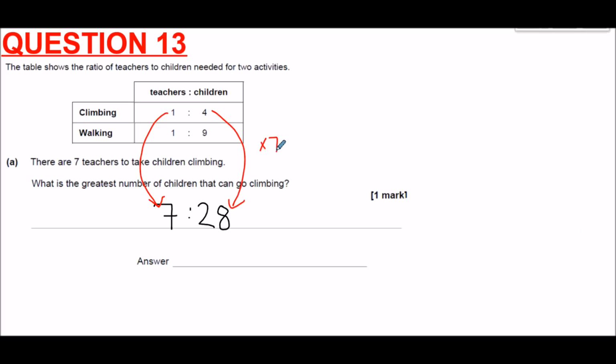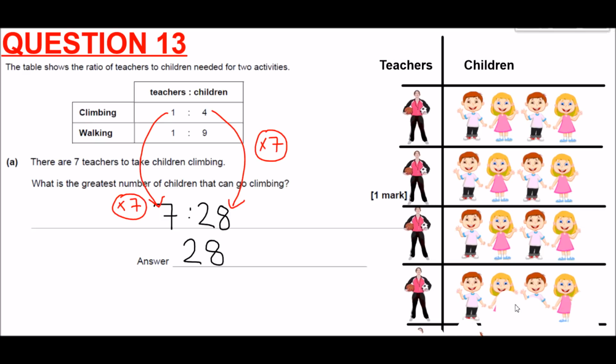In the same way with equivalent fractions, what we do to one number, we do to the other. So times both by 7, that means that 7 teachers could look after, at most, 28 children that are going climbing. Now, ratio can often be a source of confusion, so just to try and illustrate it, I've done here a slightly silly diagram, but hopefully it does the trick.